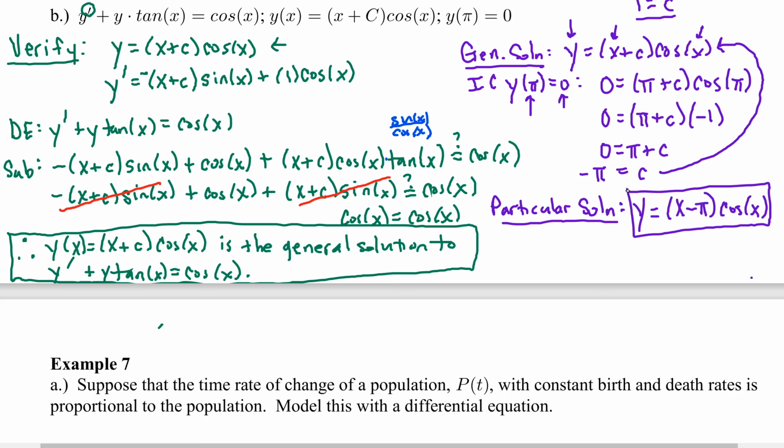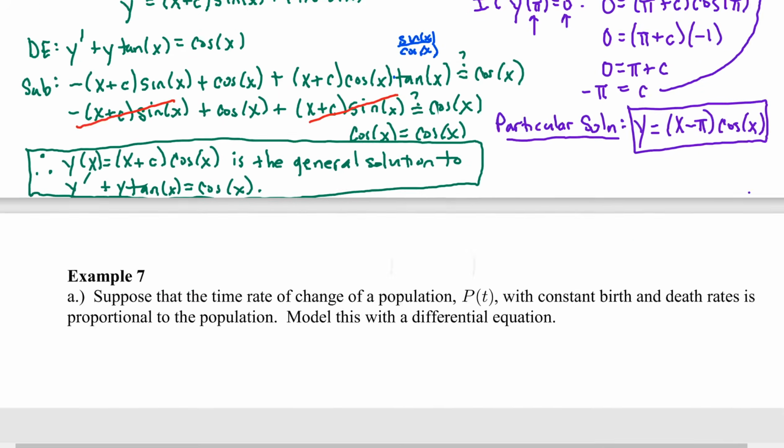So the general solution balances the given first order differential equation. The particular solution would also balance that given first order differential equation, and in addition, it would contain the point pi 0. Technically, the condition that we're using here, y of pi equals 0, is a boundary condition, but it works just like an initial condition. An initial condition generally has an argument of 0.